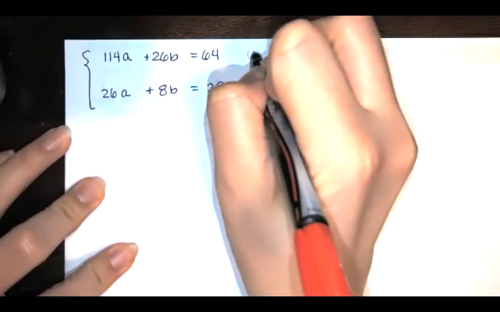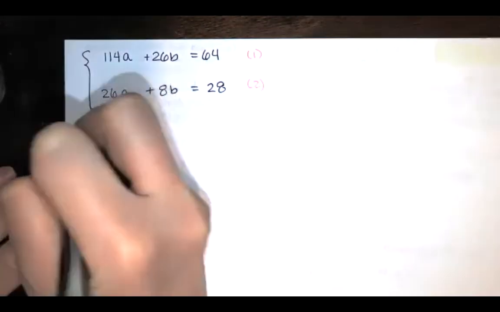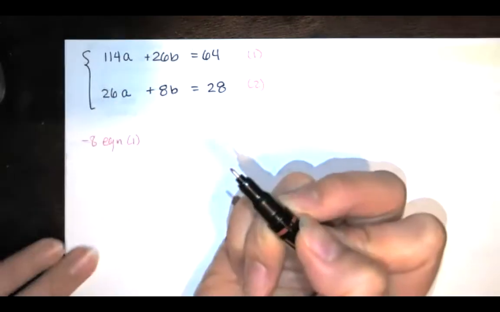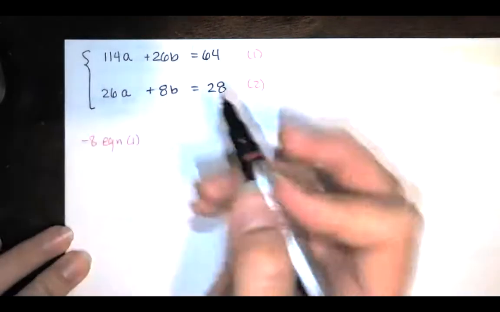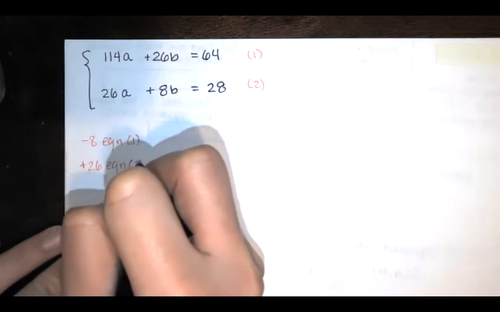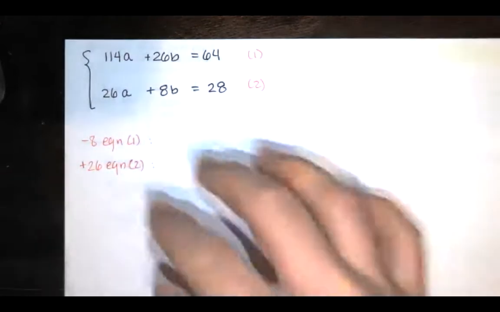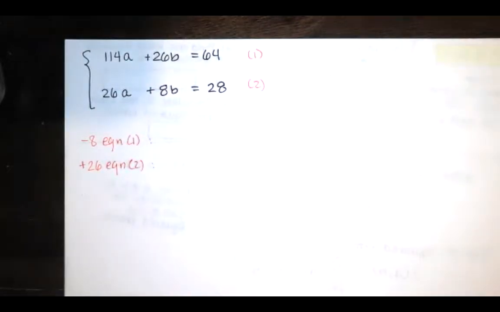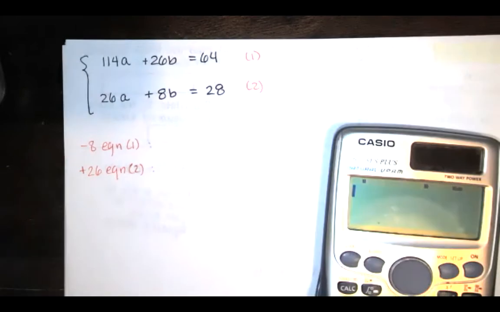And let me make sure I write my problem down correctly. So if I call this equation 1 and this equation 2, we're going to take equation 1, multiply it by -8, and then we're going to take equation 2 and multiply it by +26, and then we'll add them together. I'm going to stack those two equations vertically and then add vertically. To simplify my life, I'm going to use the calculator for the arithmetic.